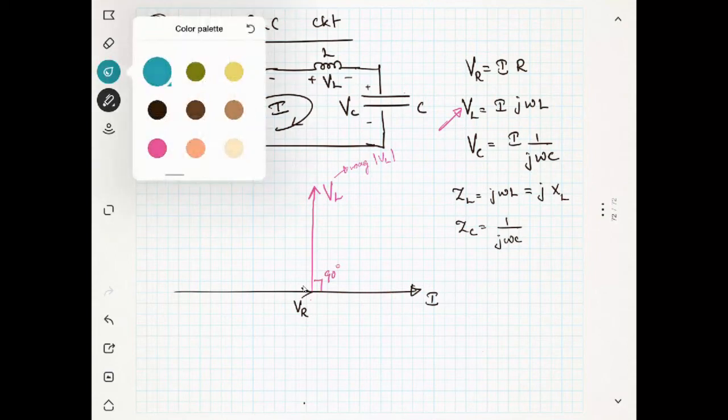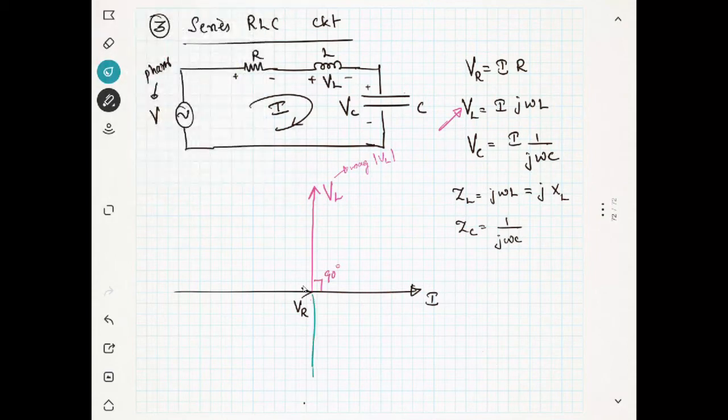Now we will see what will be here. VC is going down, it's minus 90. So there are two vectors acting in the opposite direction. What will be the net result? It's up to which one is greater.